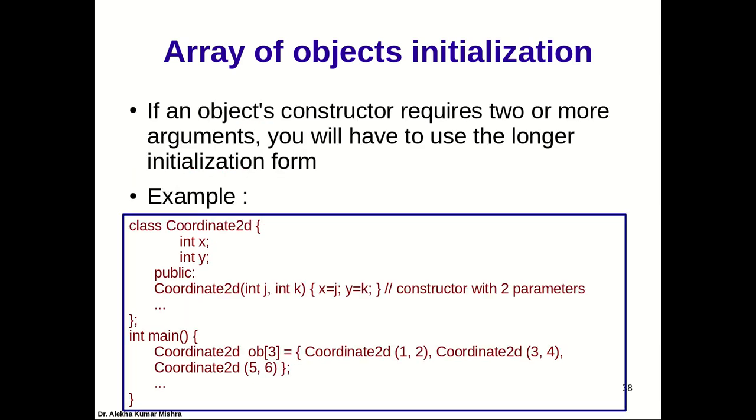Now coming to the second part. You see this second part. Here we don't have a constructor which takes exactly one value.